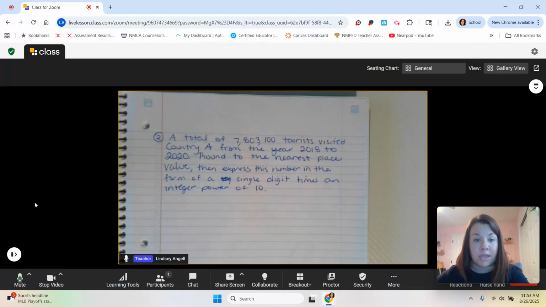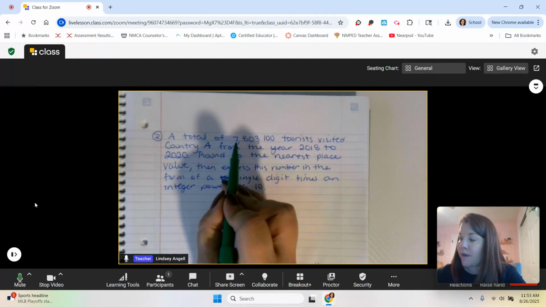Okay, number 2. A total of 7,803,100 tourists visited country A, we don't know what country it is, from the year 2018 to 2020. Round to the nearest place value, then express this number in the form of a single digit times an integer power of 10. Whew, that sounds complicated. Really what we're doing is we're writing it like in scientific notation, but it's not true scientific notation because we're doing the estimation first.